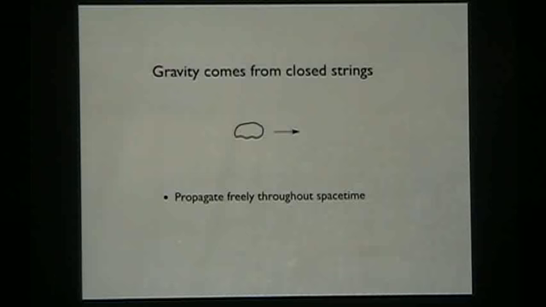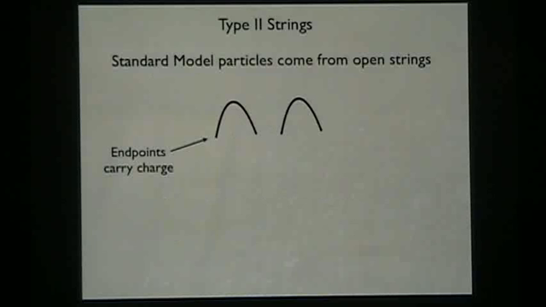But in this corner of the landscape, the standard model particles don't come from closed strings. The standard model particles come from open strings. They come from bits of string that have endpoints. And there's a sense in which you can think of the endpoints as carrying charge. So, you can think of the electric charge as having something to do with the charge on the end of one of these strings.